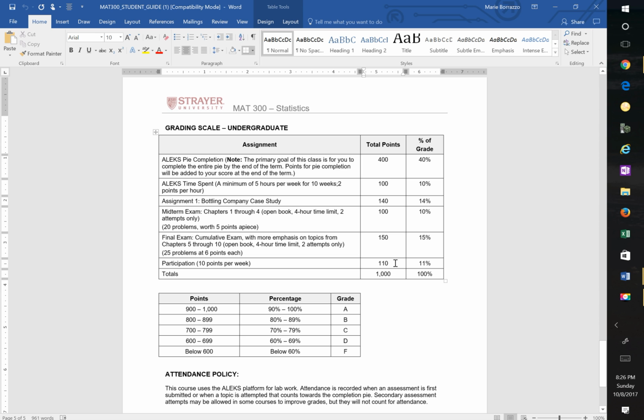Lastly, with participation, you're required to participate, and in doing so, you will receive 110 points, 10 points per week, hence 110 points. This is what the points add up to. Anywhere from 900 to 1,000 points will get you that A, and that is your goal.